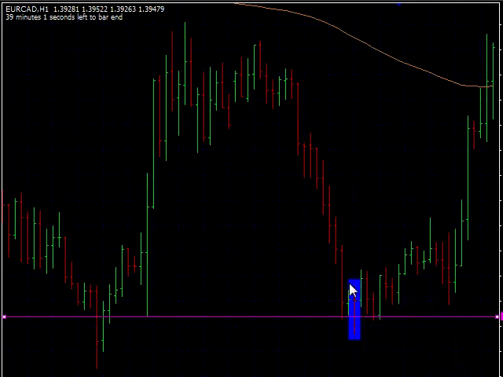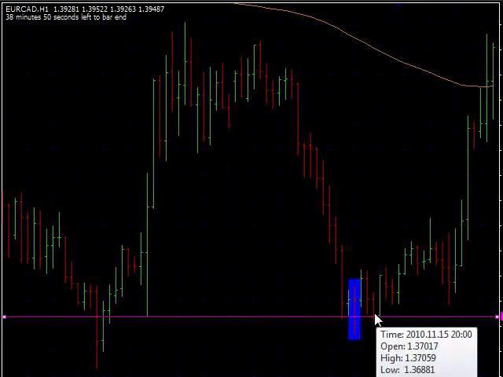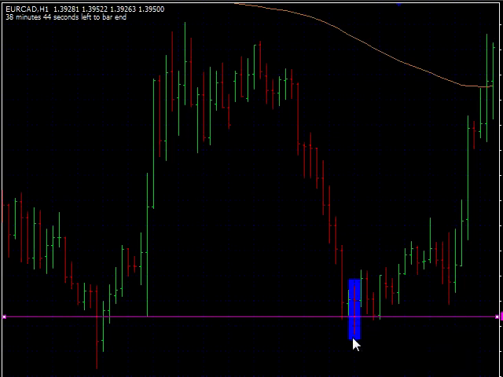So what we can do now is enter on the break of the pin bar. The next bar broke it up, so we took it up, or we enter on the close of the pin bar. Or we can place a pending buy order at the price pivot area. This shortens our risk reward ratio. Our stop loss will be over here.